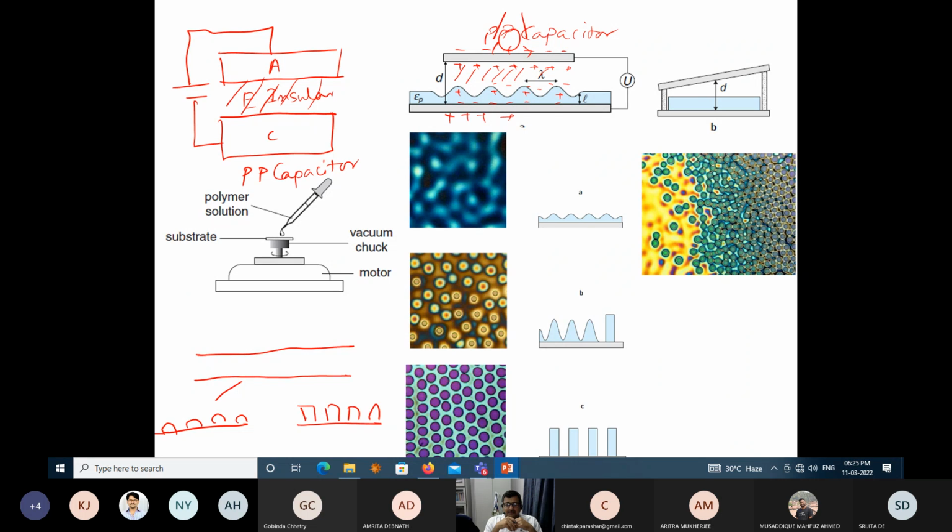And you can imagine that this patterned surface will have a very high surface to volume ratio, very high surface area per unit mass. Why? Because you have deformed the same surface into multiple structures, right? So this can be a very good catalyst.